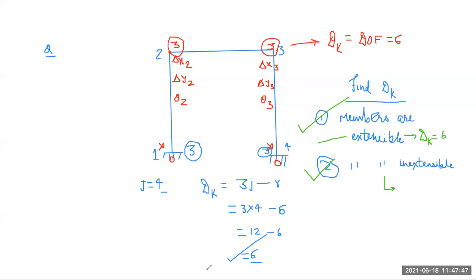So basically, you are saying that if your members are inextensible, then this value is equal to 0. Then delta y2 is equal to 0, and delta y3 is equal to 0. So basically, these two values are 0, so you just eliminate them. They are not considered.